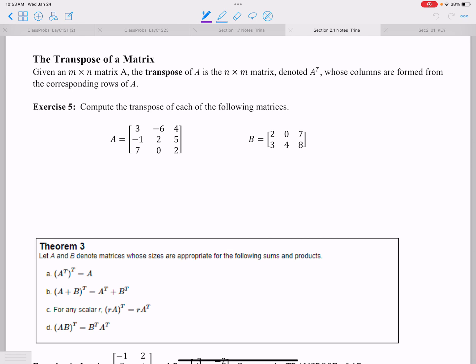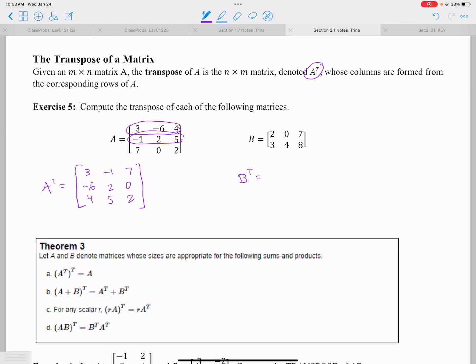Another operation on a matrix is the transpose, and it's denoted with an exponent of T. So this would be called A transpose. You swap the rows and columns. So if I'm going to compute the transpose of A, my first row is 3, negative 6, 4. Well, that's going to become my first column, 3, negative 6, 4. Row 2 will be my second column. And then the third one. So that is A transpose.